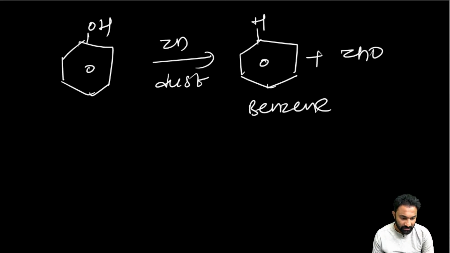And the next type of reaction we are having: acylation, benzylation and tosylation of the alcohols. Clear? Now, already we have seen this.